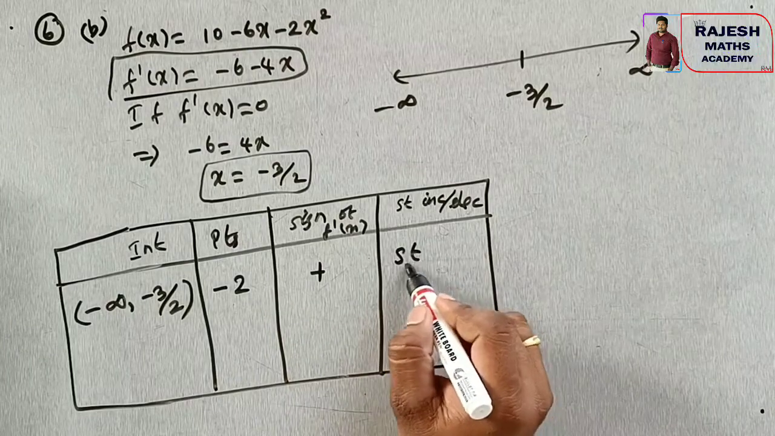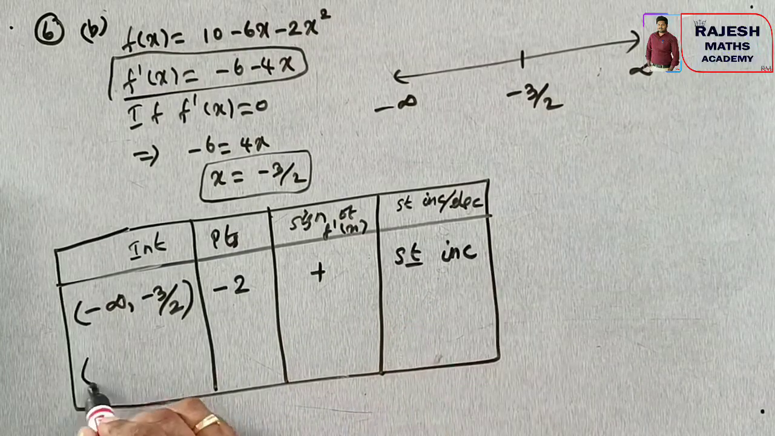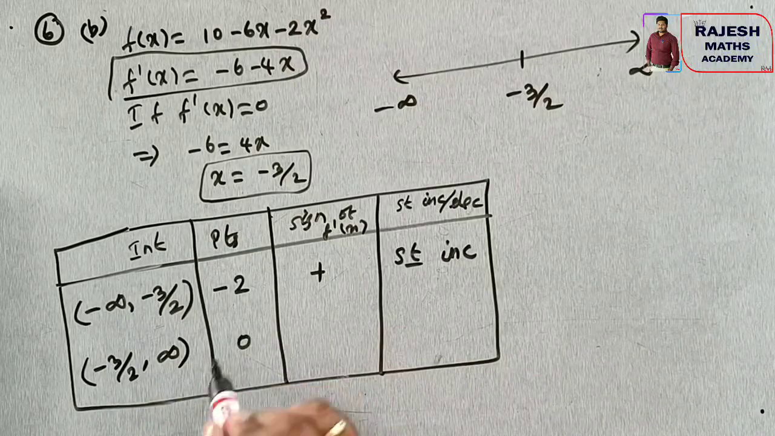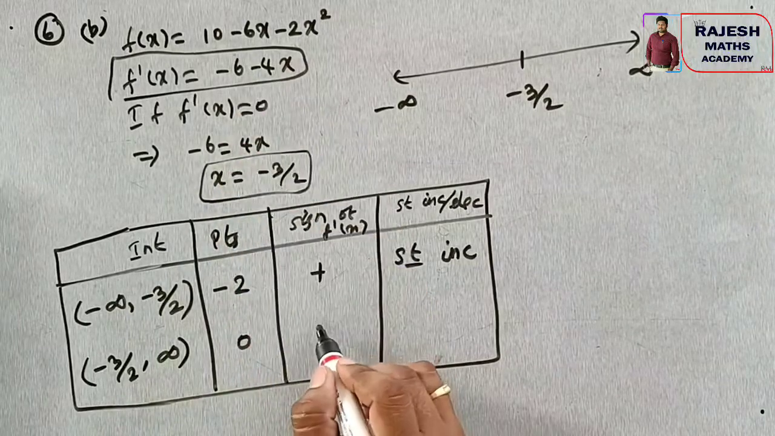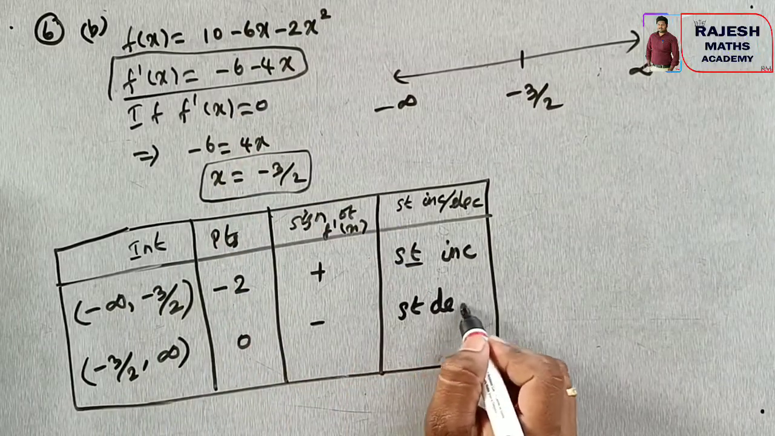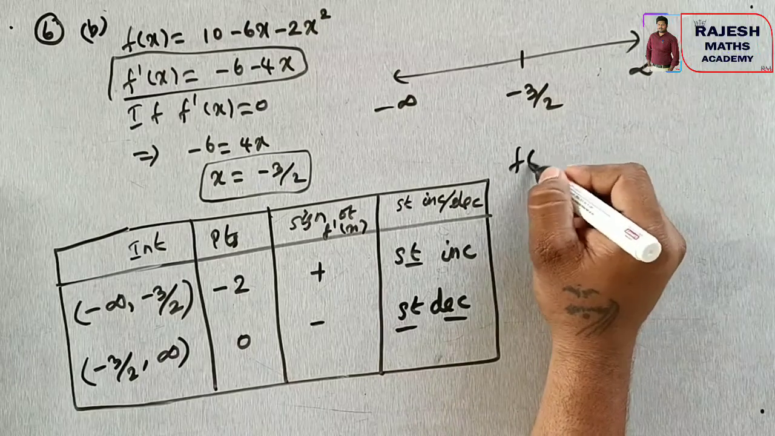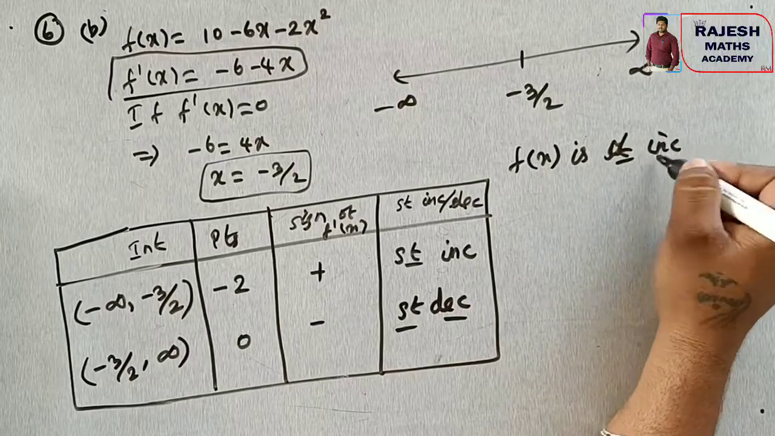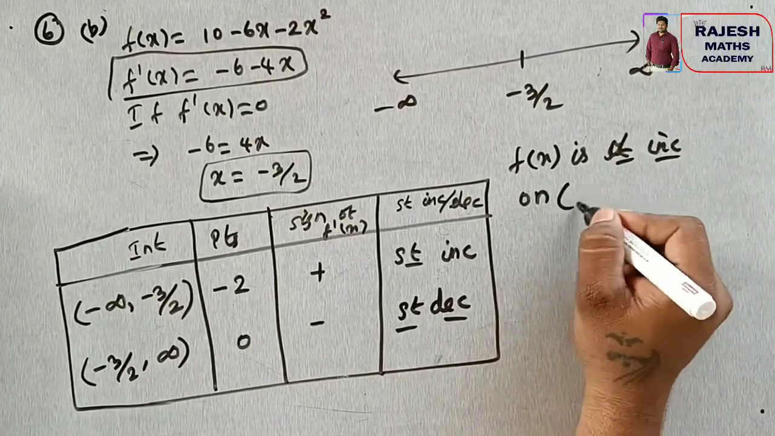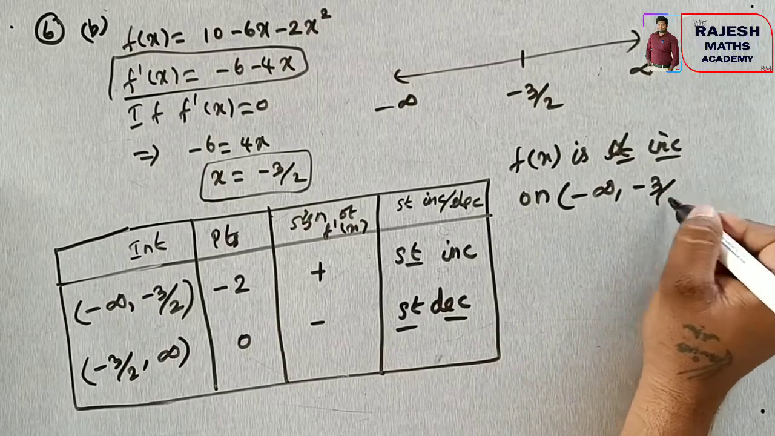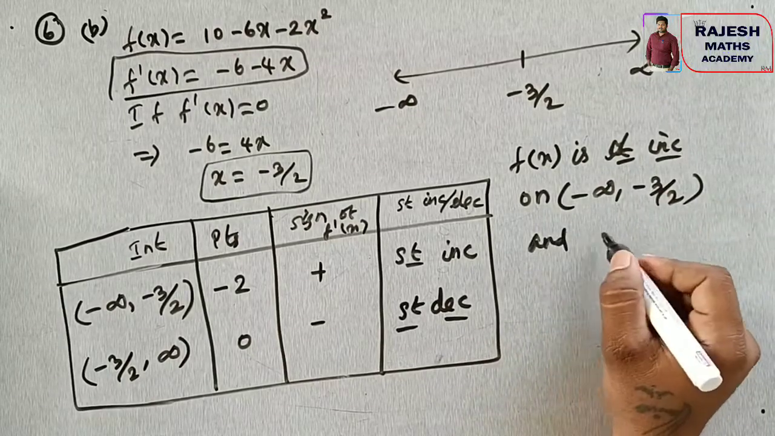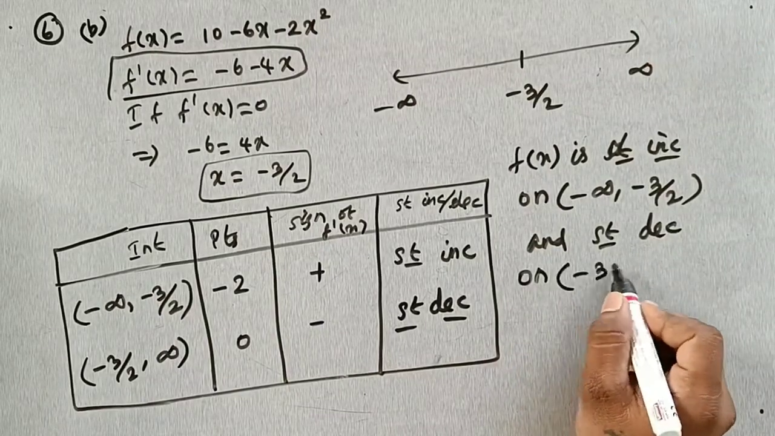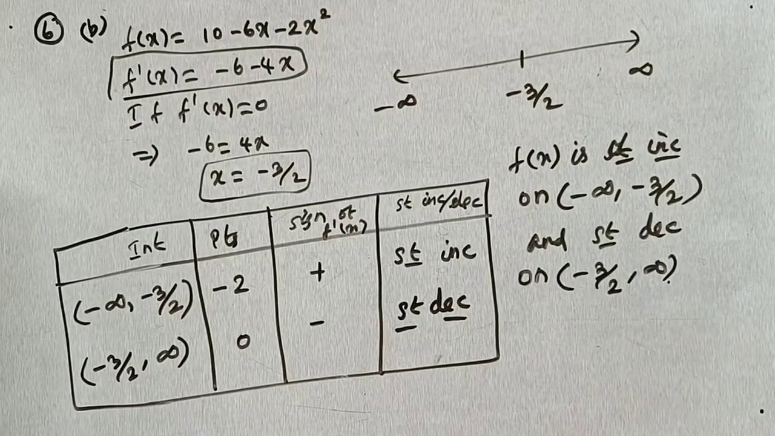So positive means strictly increasing. Next, the second interval is minus 3 by 2 to infinity. I can take 0 immediately. Substituting 0, I will get a negative. Negative means strictly decreasing. So we can conclude f of x is strictly increasing on the interval minus infinity to minus 3 by 2 and strictly decreasing on the interval minus 3 by 2 to infinity. Clear?